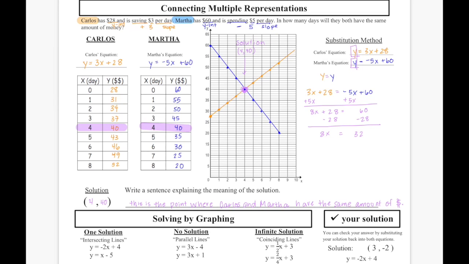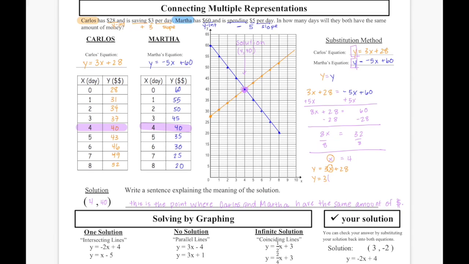Then I am going to continue to solve for x until I end up with x equals a number. So now we have x equals 4, but that's not our full solution yet. A full solution has an x part and a y part. So in order to find out what my y is when x equals 4, I need to plug x equals 4 back into one of the two equations that we started with. I'm just going to use the top one because that's easiest for me.